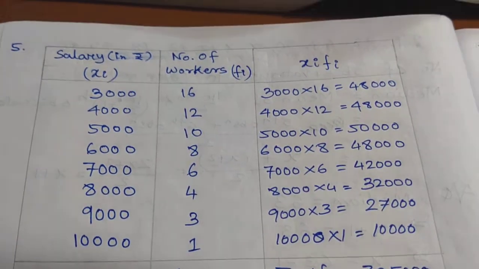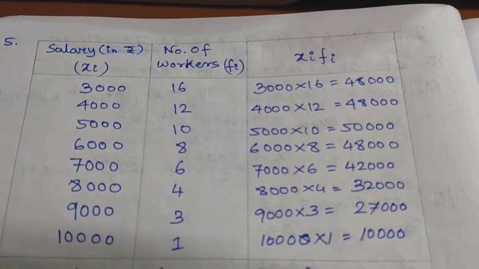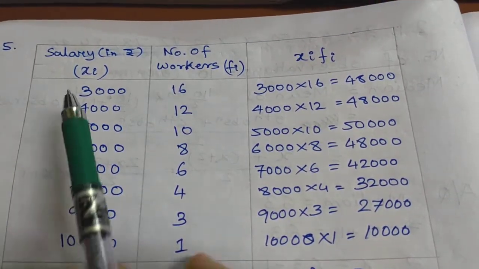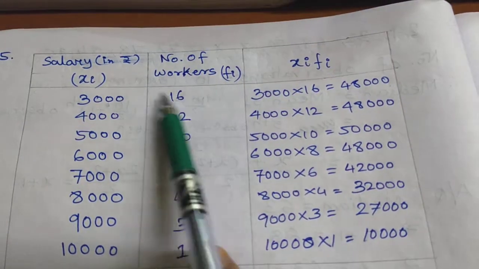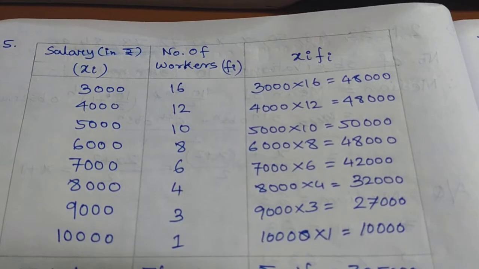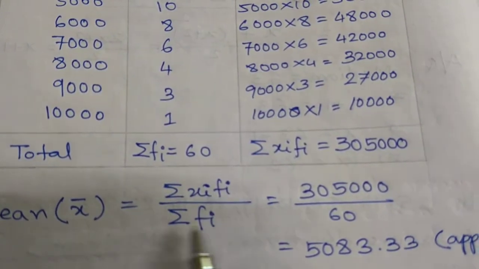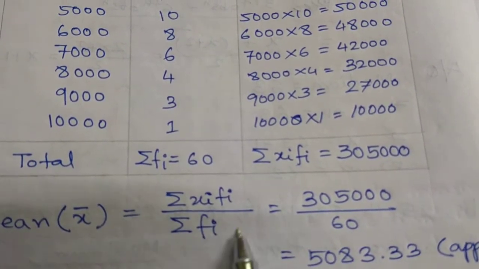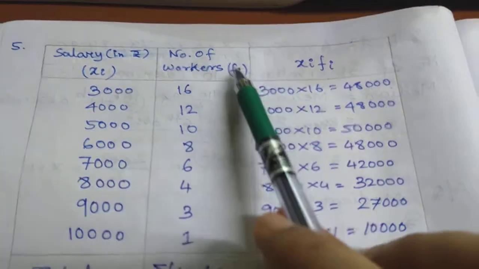So for the solution, we have to rewrite the table again. The first two columns are the same. Whatever is given in the question I am writing the same. Salary in rupees, I am taking this as xi, and the number of workers I am taking as fi. I hope all of you remember the mean formula. Mean formula is summation of xi fi divided by summation of fi. So we have to find the summation of xi fi and summation of fi. I will explain later how we will find summation xi fi. So this column denotes xi and this column denotes fi.